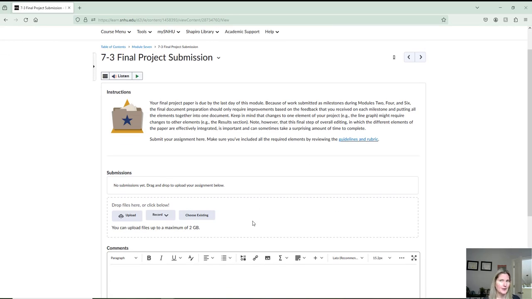Okay, so you've been preparing for this the entire term. You've had feedback from your Milestone 1, which was the introduction and method sections, as well as your title. You've received feedback on the graph, which went into Milestone 3, which was the results, discussion sections, literature cited, and overall writing. So now you just have to put it all together.